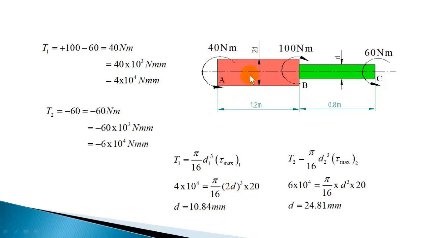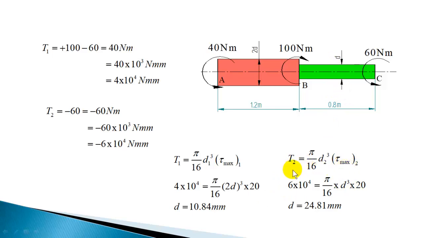So to satisfy the maximum shear stress of 20 in this section while transmitting these torques, you should have a D value of 10.84 mm, or totally 2D should be 21.68 mm. You cannot take this diameter immediately, because the second section may not satisfy the shear stress constraint for this diameter. So you have to check the second section.